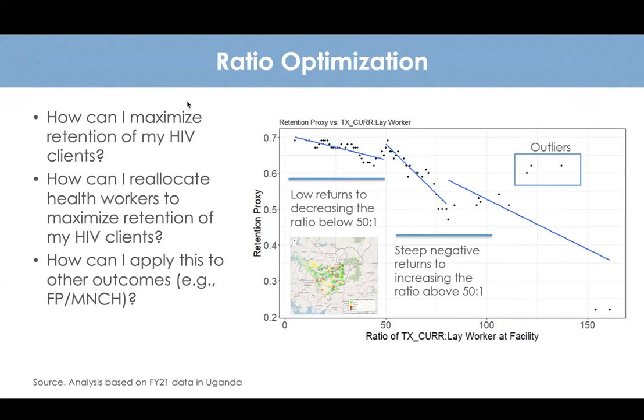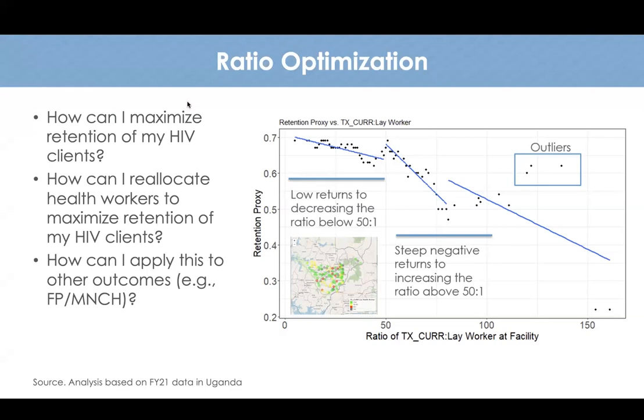And what we found is that when you decrease the ratio below 50, there are really low returns to decreasing the ratio. But if you go above 50, there are steep negative returns to increasing the ratio above 50 to 1. We are able to take that information and show it on a map, and you can see that there are some red facilities that have a very high ratio, some yellow that are between 50 and the next step, I think it was 90 in this case. And then there are many green facilities already that have a 50 or below ratio.